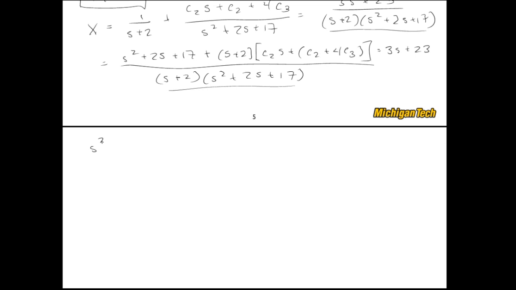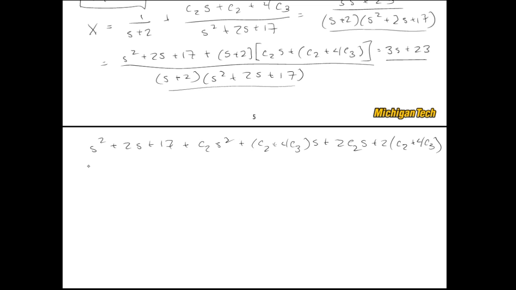So let's keep multiplying. Keep multiplying, keep multiplying. So we'll get a C2 s squared plus C2 plus 4C3 times s plus 2C2 s, almost there, plus 2C2 plus 4C3. And again, that has to equal this.